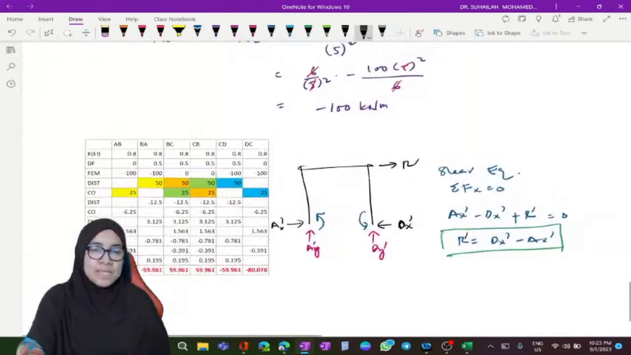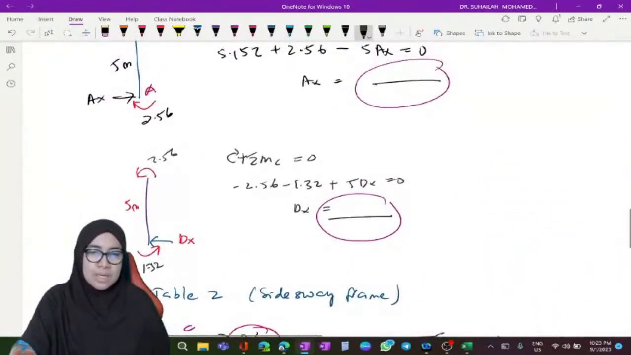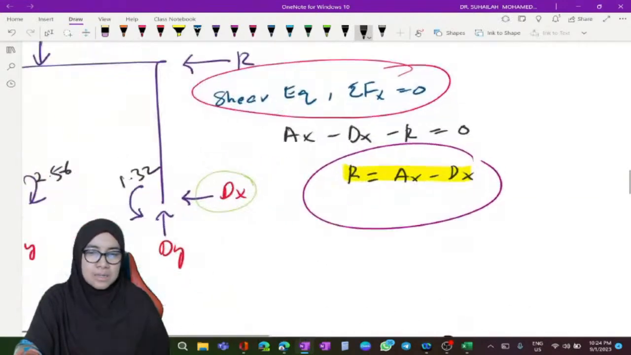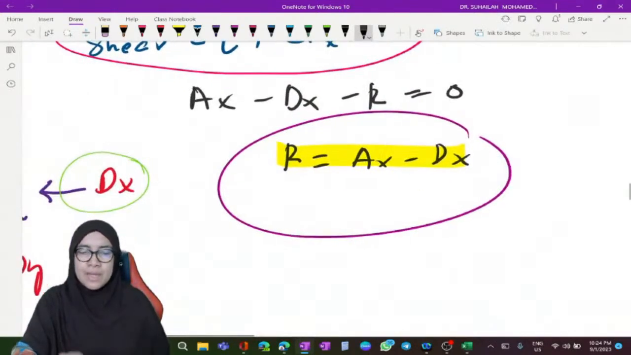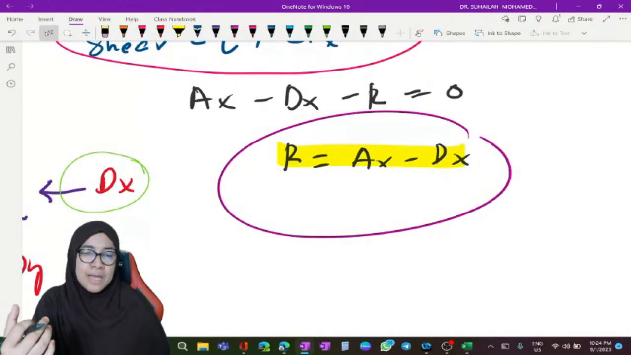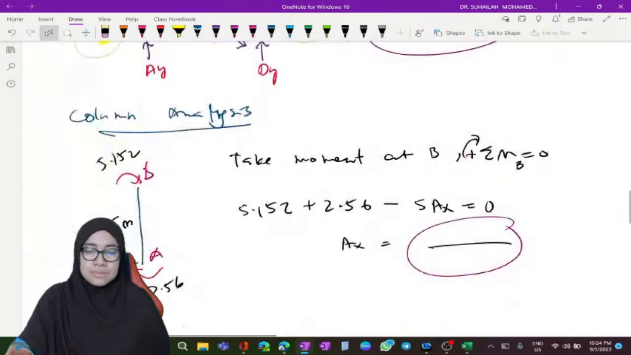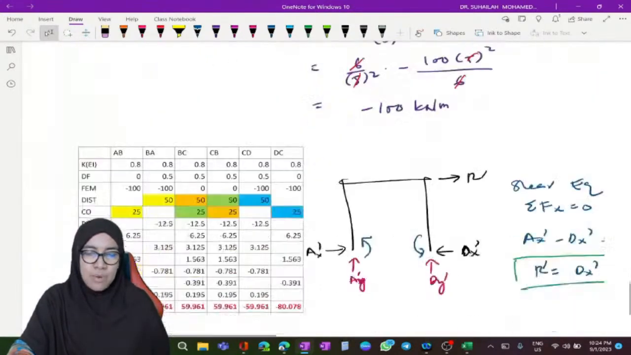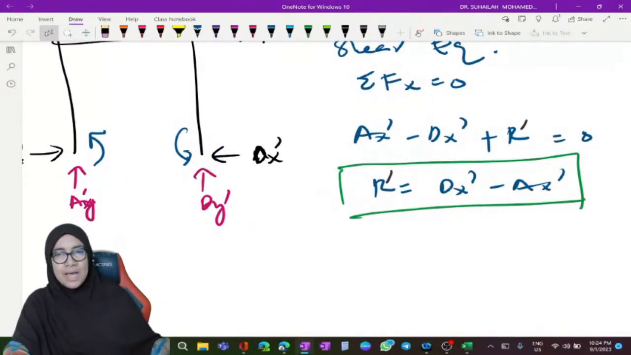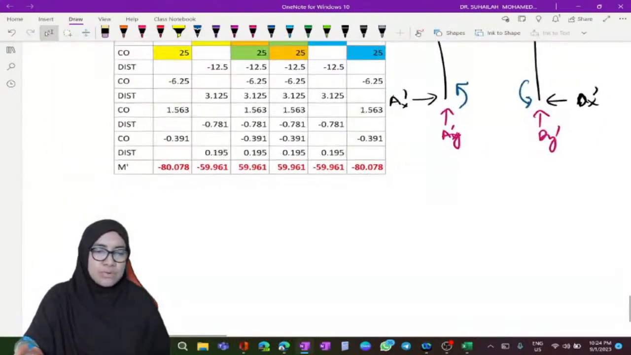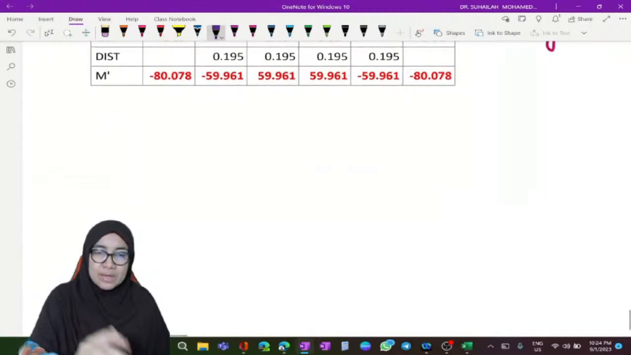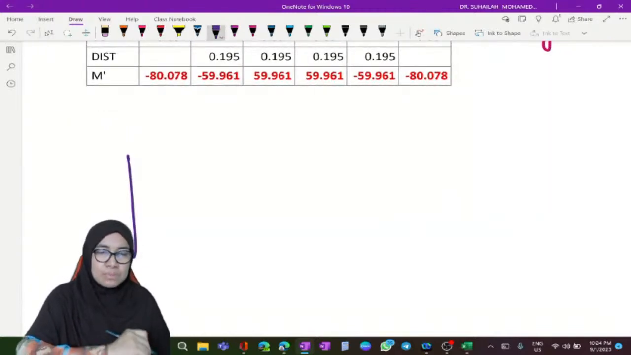The same process like previous. For the first table, R is AX minus DX. But the second one, it is R prime equal to DX prime minus AX prime. So we do column analysis. It is called column analysis, which means that we have to extract the information about the column.